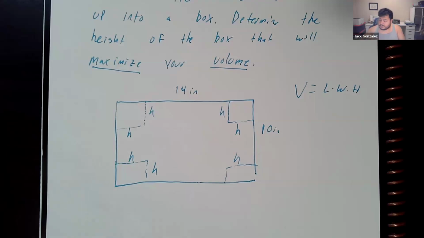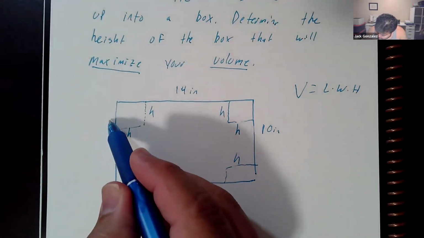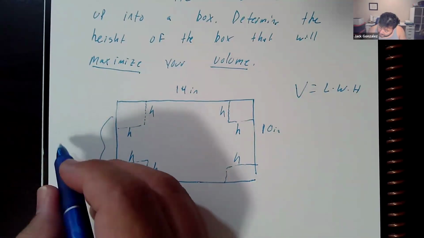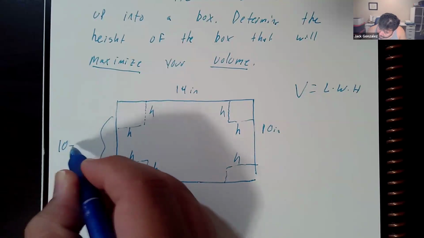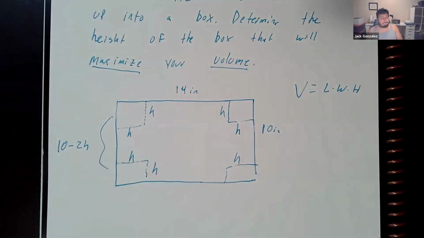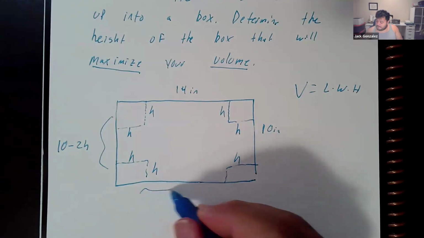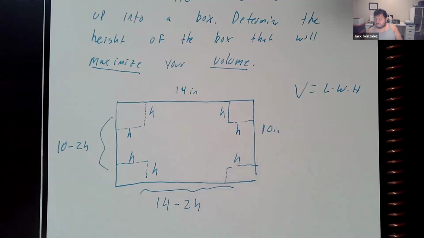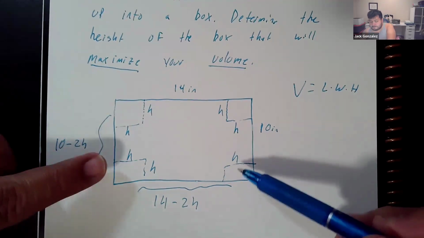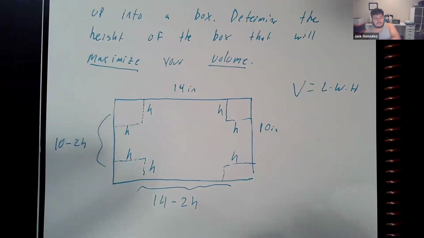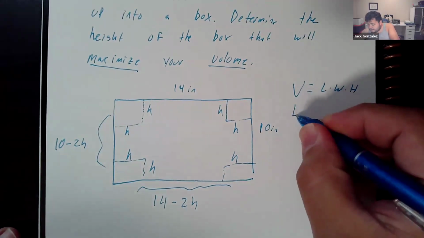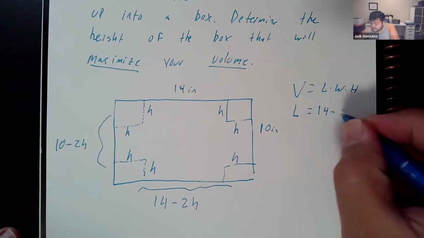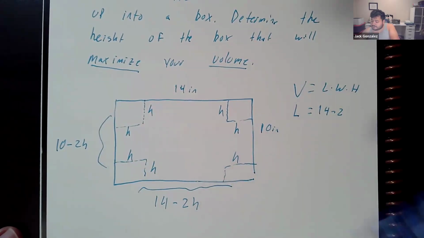Okay. So that would mean that this side is actually 10 minus 2h, right? Once you cut it out. That means that this side is 14 minus 2h, because I'm cutting out two of them. So that tells us that the length is actually 14 minus 2h. I guess I'll use lowercase.